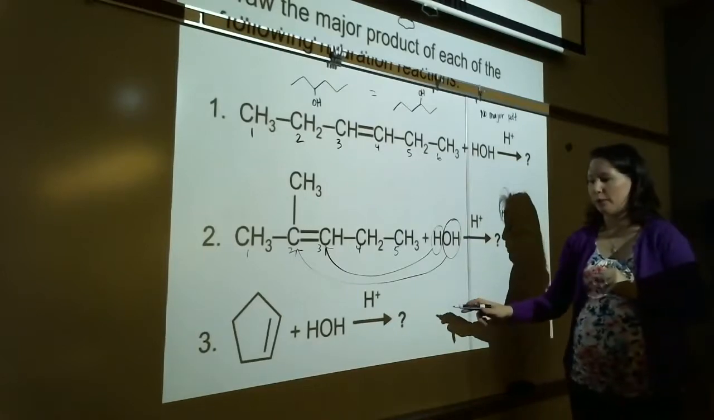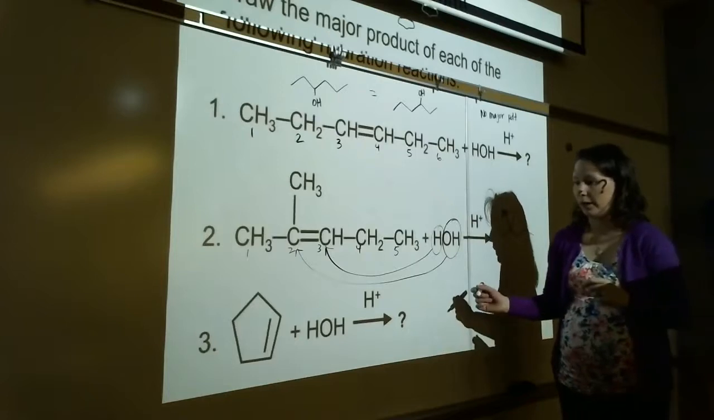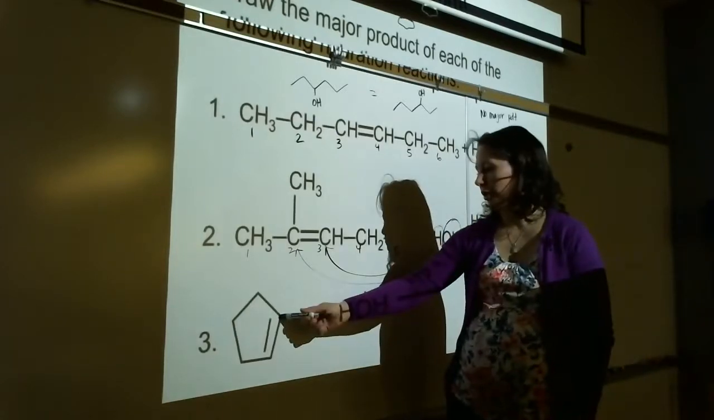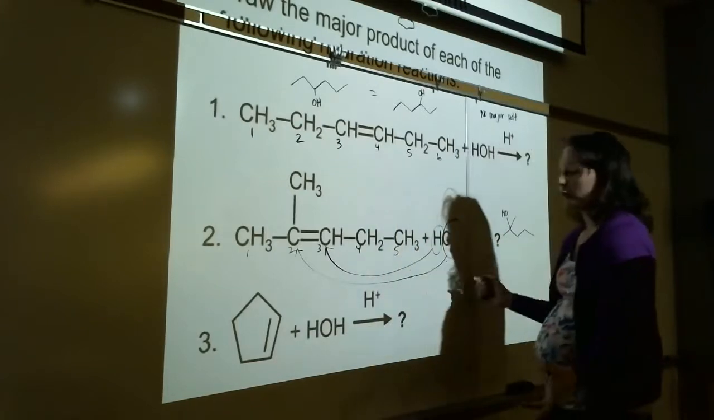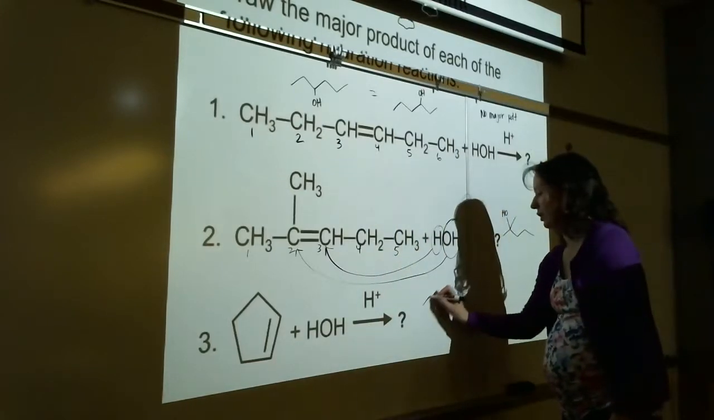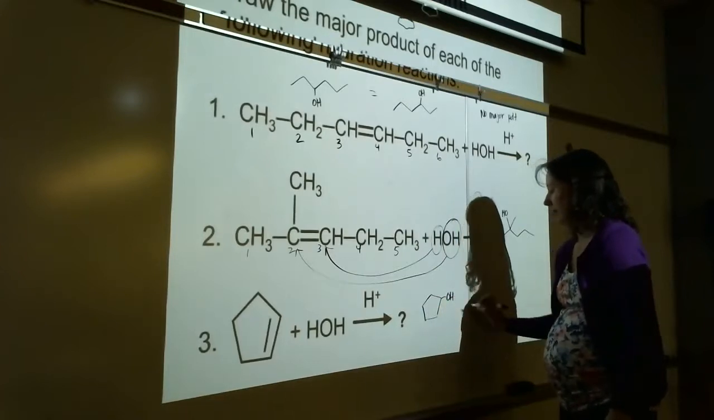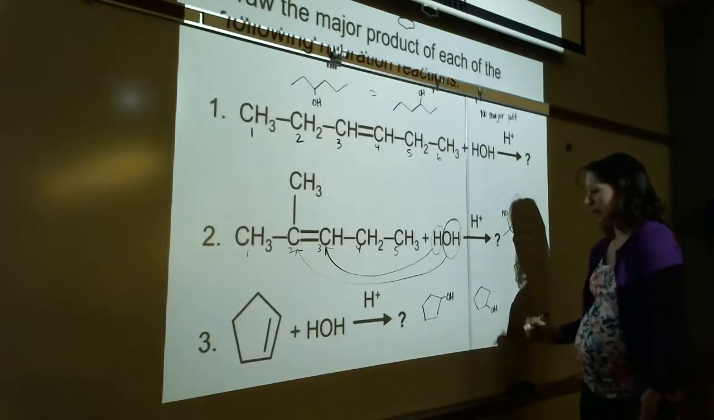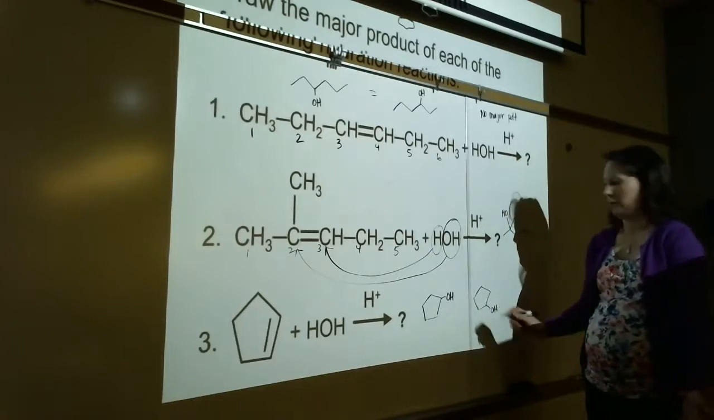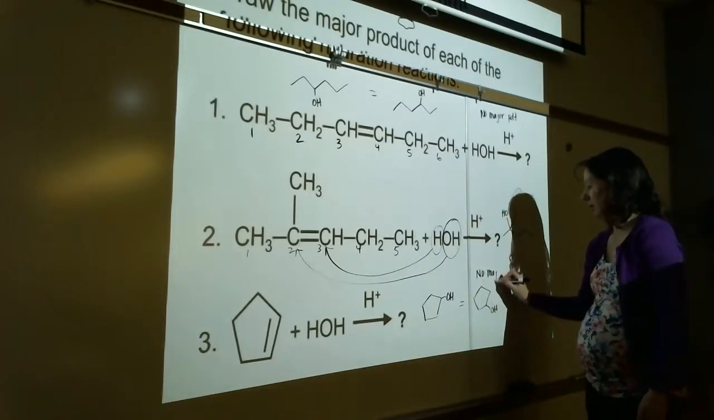Is there going to be a major product in 3? No, no major product, right? Because if the OH goes here, or if the OH goes here, right? Again, if you're on the fence, just draw both and ask yourself, are these the same molecule or are they different? Are those molecules different? No, they are the same. So there's no major product.